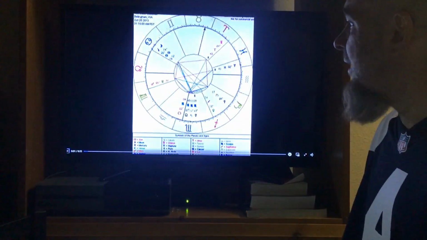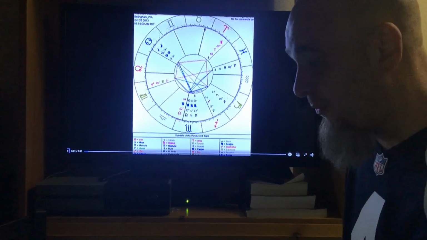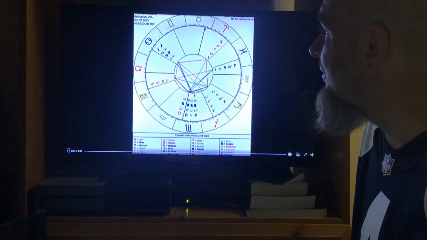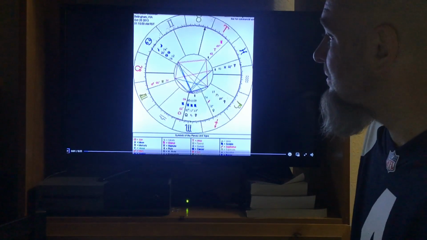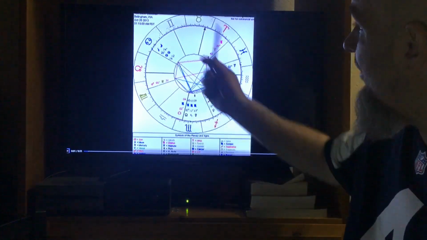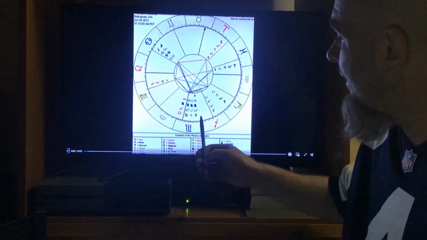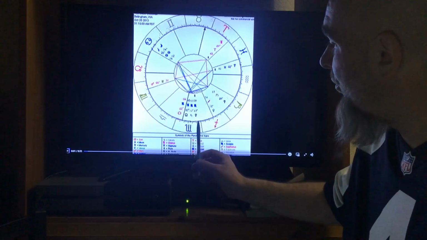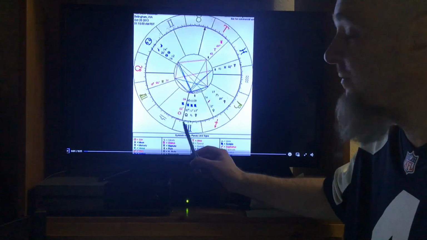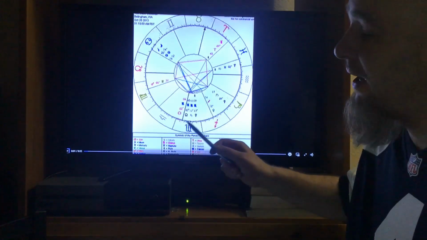All right, I get a little scatterbrained every now and then, so there might be some weird little pauses where I have to regather myself. So, continuing on with reading a natal chart, we know that there are 12 signs of the zodiac, and there are 360 degrees in the circle. Each one of those 12 signs is then broken down into 30 sections called degrees, numbered 0 through 29.